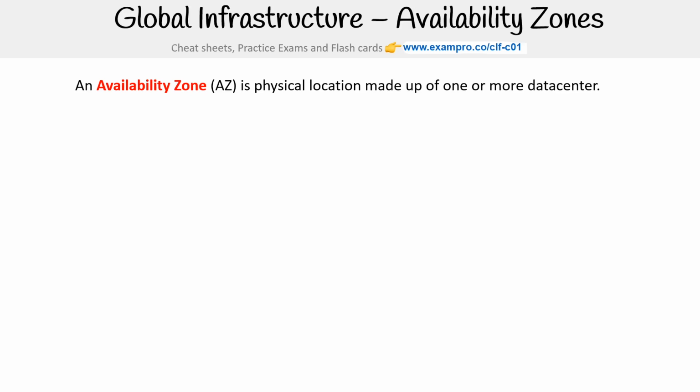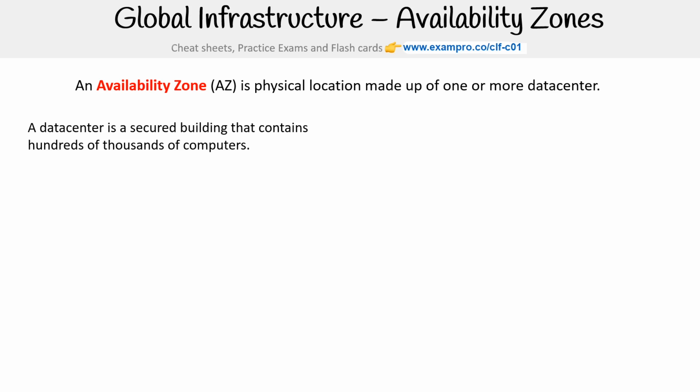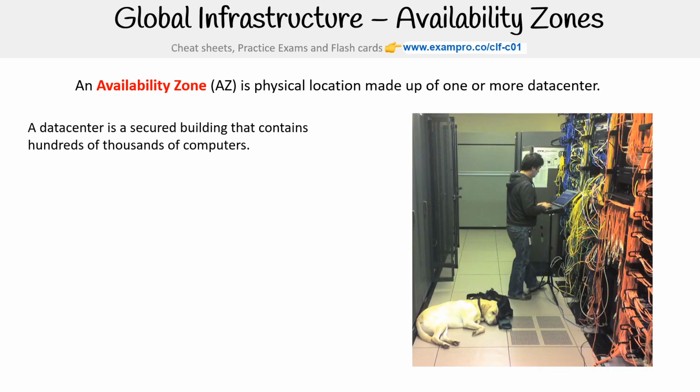So availability zones, commonly abbreviated as AZ, and I'll frequently be using the term AZ, are physical locations made up of one or more data centers. A data center is a secured building that contains hundreds or thousands of computers. And this is one of my favorite graphics I like to show. Of course, AWS would never have a dog in their data center, but I just thought that would be fun.